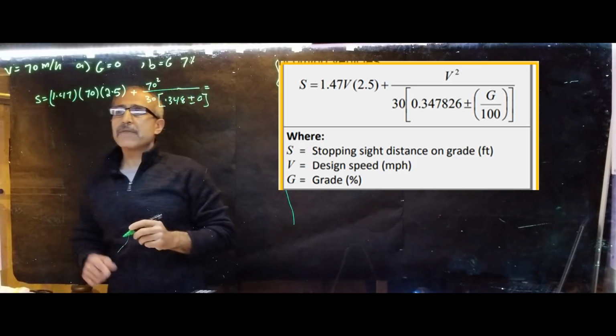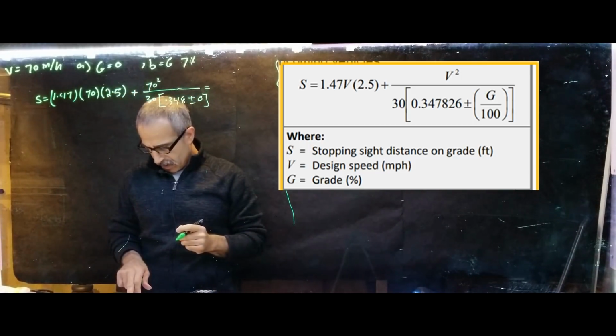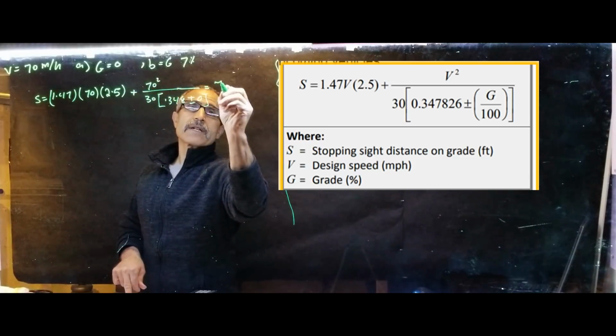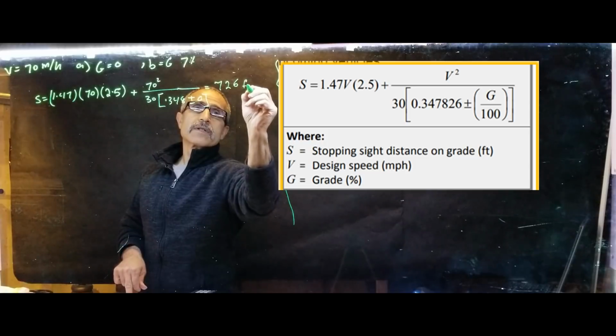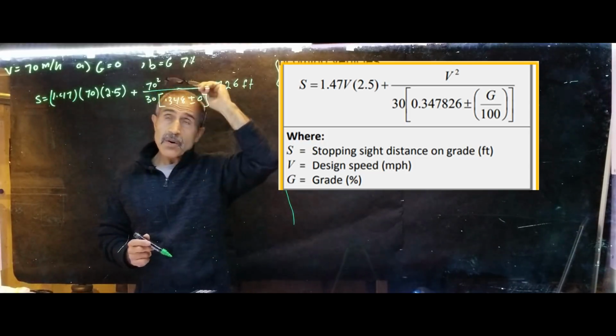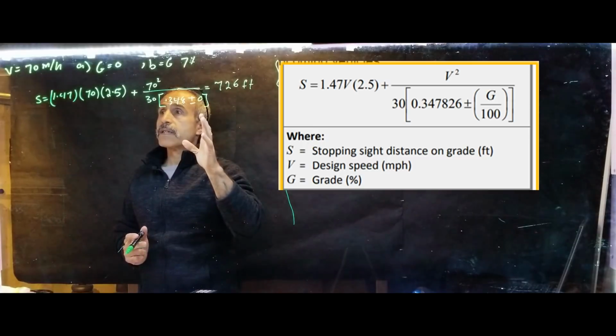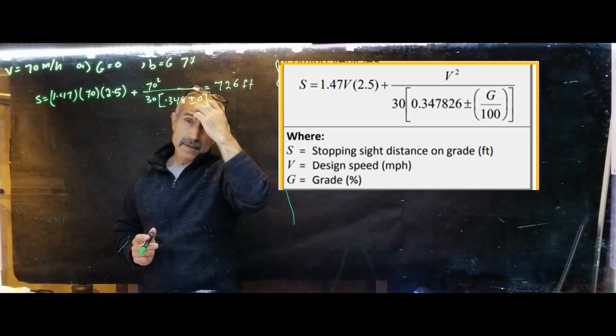All right, I've already calculated it this time. I came up with 726. Again, double check my calculation. I could be wrong. So on the level ground, that's a safe stopping distance.